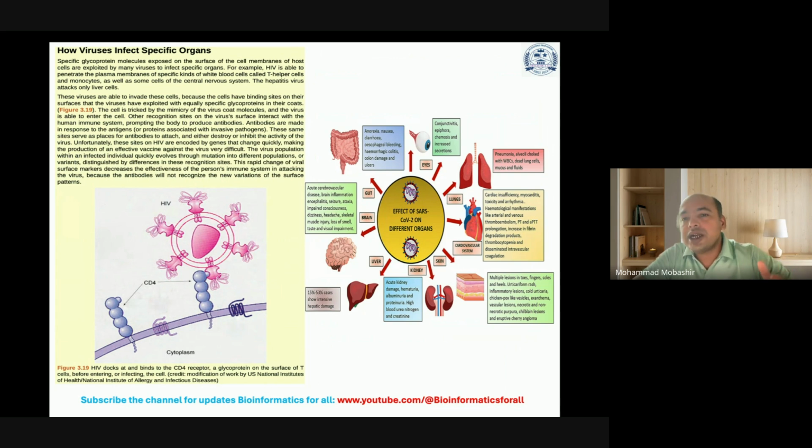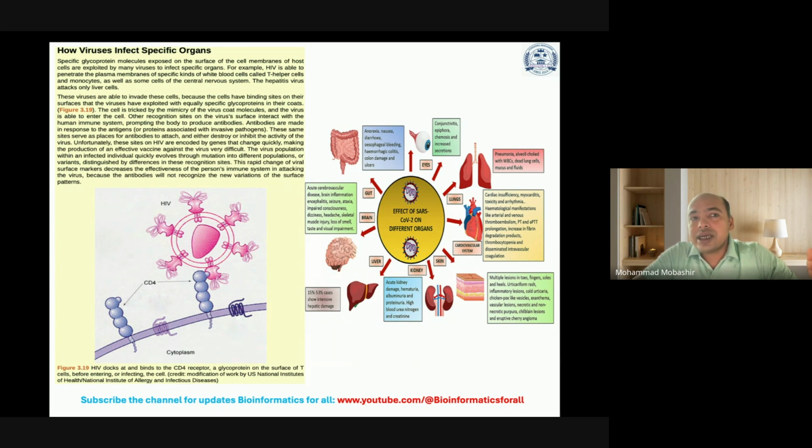This is the last part for today's class. This is just one kind of relevant question, regarding the topics and subtopics we have learned so far in today's class: how could viruses infect specific organs? First thing you need to know is the viral infection and the organs where it could infect. Specific glycoprotein molecules exposed on the cell surface of the cell membranes of host cells are exploited by many viruses to infect specific organs.